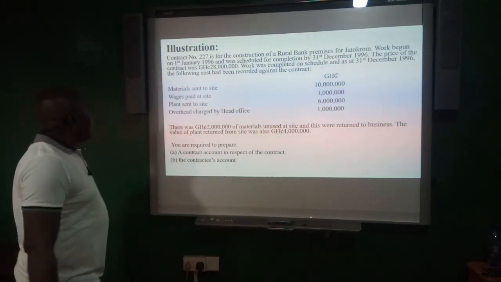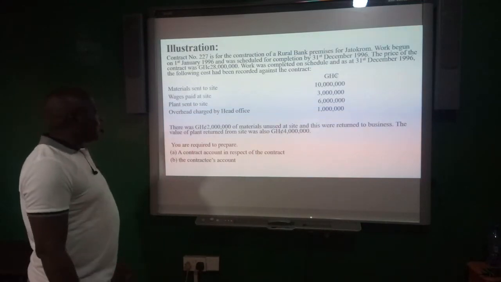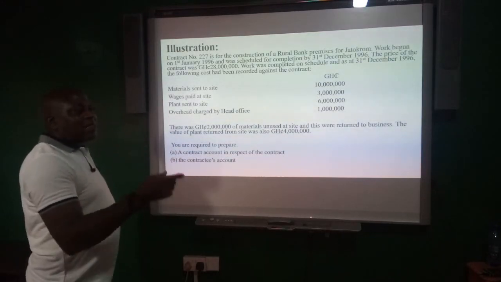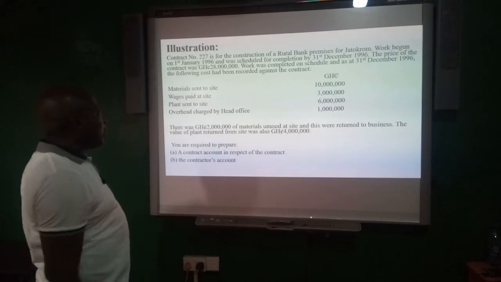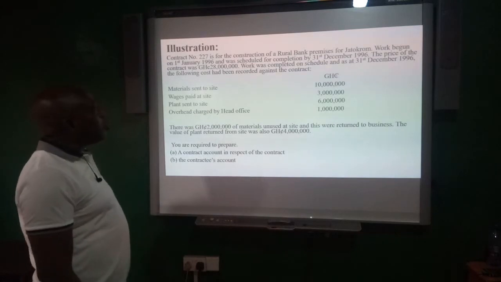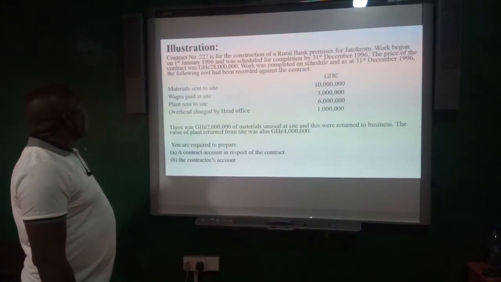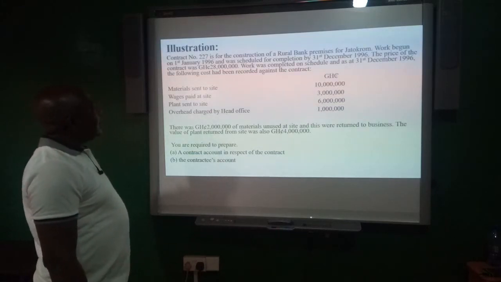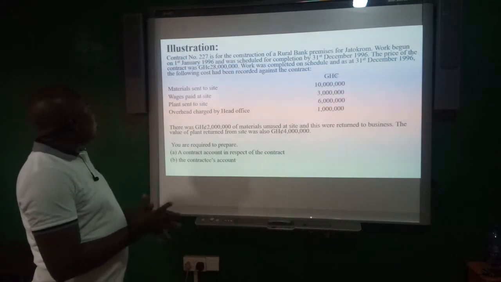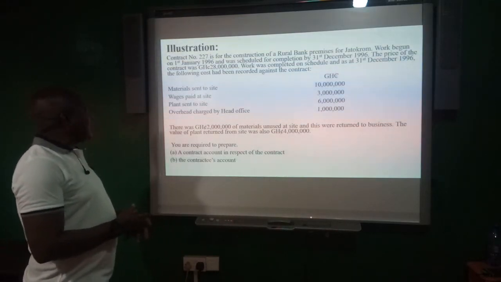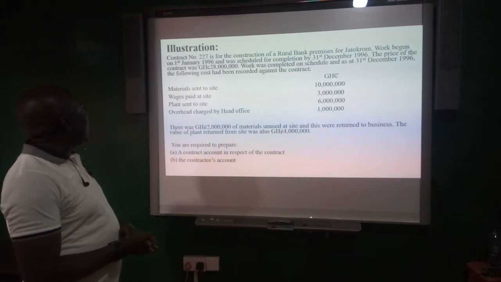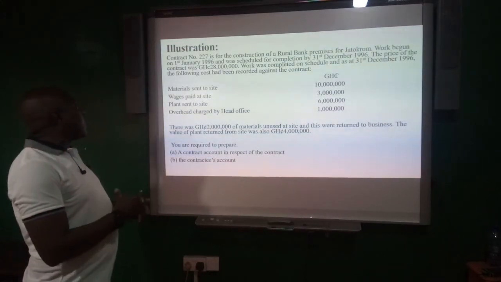So this is illustration one. This is an illustration under a contract that is started and completed within the accounting period. Contract number 227 is for the construction of a rural bank premises for Jetokro. Work began on 1st of January 1996 and was scheduled for completion by 31st December 1996. The price of the contract was 28 million Ghana cedis. Work was completed on schedule, and as at 31st December 1996, the following costs had been recorded against the contract.